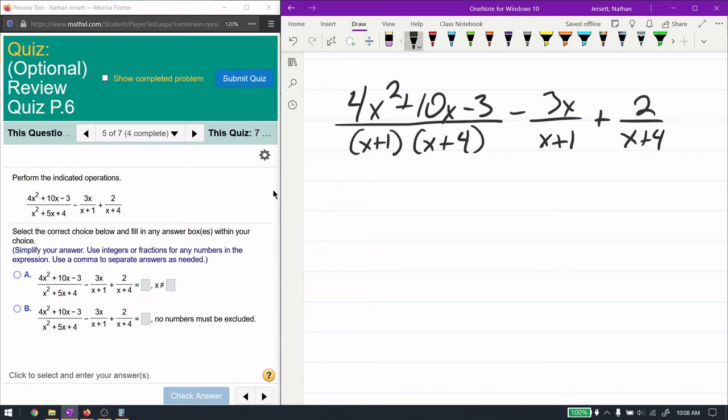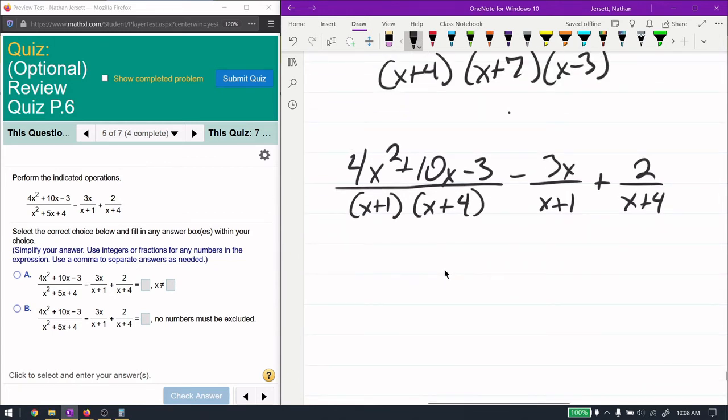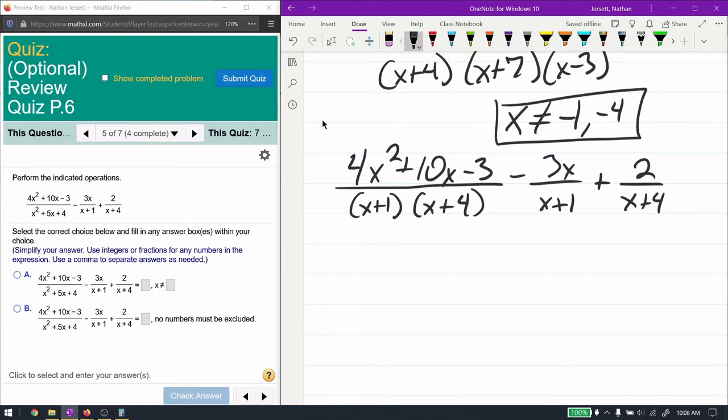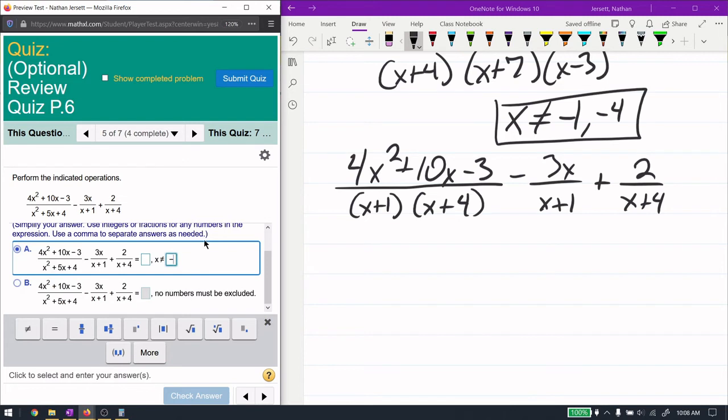We can ask the question, what x values give us 0 in the denominator? So negative 1 gives us 0, negative 4 gives us 0, negative 1 again, and then negative 4 again. So we know x cannot equal negative 1 or negative 4. Definitely going to be A, negative 1, negative 4.